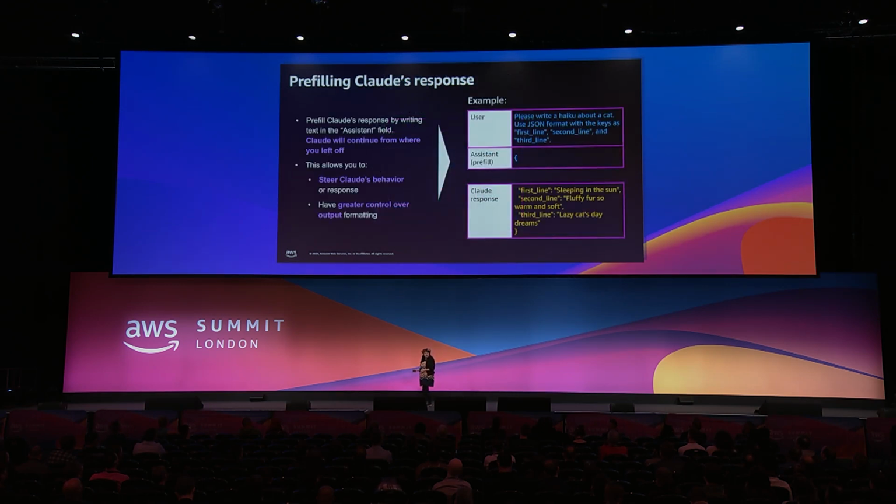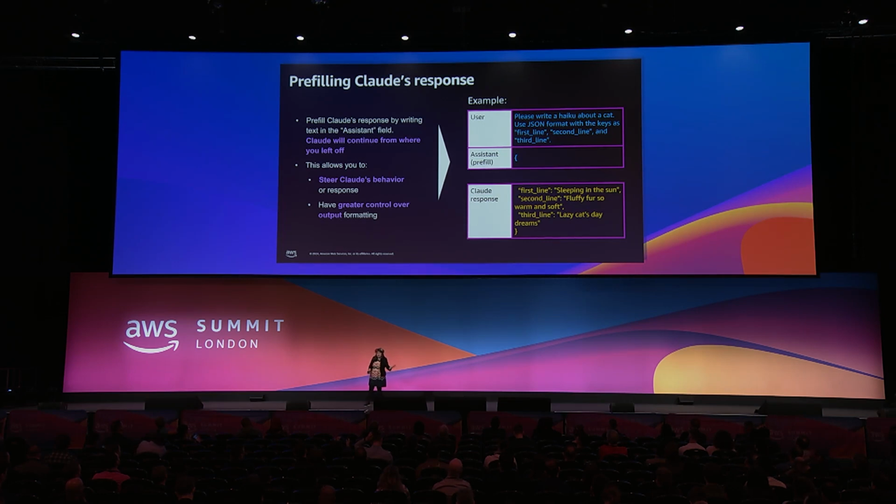Further techniques are to pre-fill Claude's response. I mentioned this at the beginning when I was talking about prompt structure. So pre-filling Claude's response is something where you're able to just put text in the assistant field or the assistant role if you're using the API, and Claude will continue from where you left off as if Claude said that. This allows you to steer Claude's behavior and generally have greater control over output formatting.